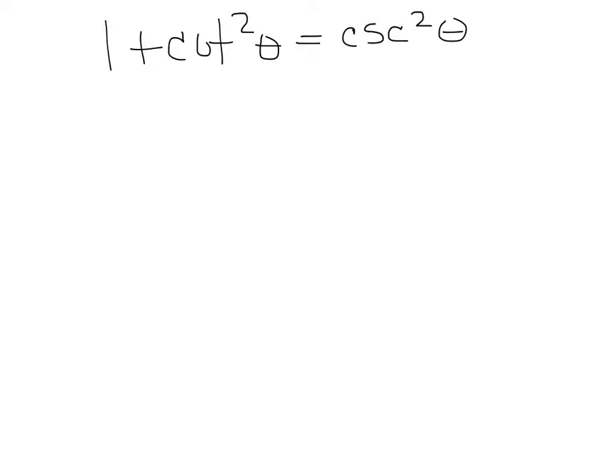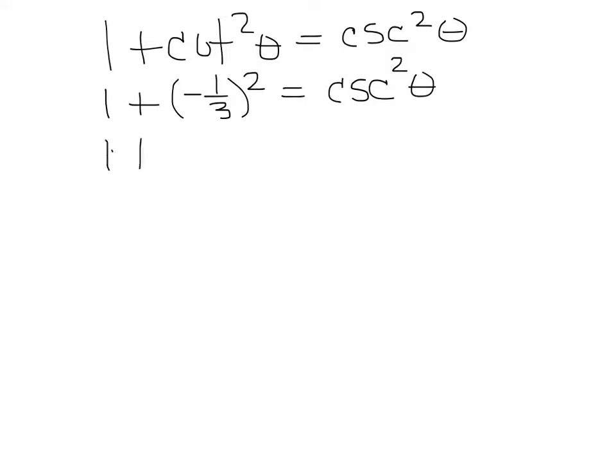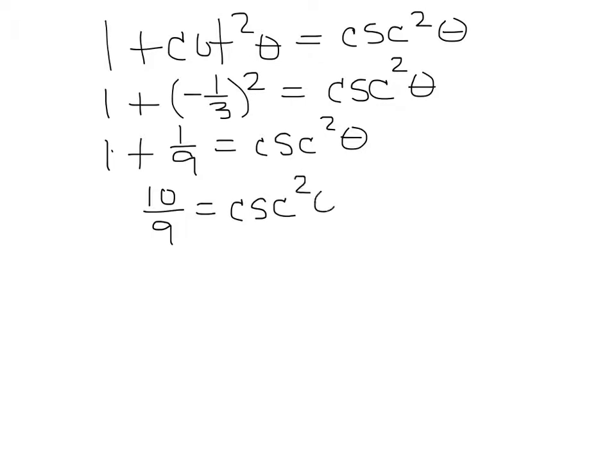1 plus cotangent squared theta is equal to cosecant squared theta. Replacing the cotangent squared with negative 1/3, you get 1 plus negative 1/3 squared equals cosecant squared theta, which produces 1 plus 1/9 equals cosecant squared theta. 9/9 plus 1/9 makes 10/9 equals cosecant squared theta.